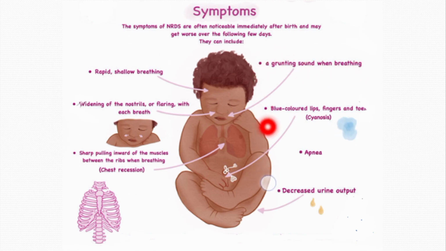So, its signs and symptoms are cyanosis. Okay. There is blue colored discoloration of the lips, fingers and toes, apnea which means cessation of breathing. He will suffer from decreased urine output. He will also have rapid shallow breathing and widening of the nostrils or flaring with each breath. Also, such a baby has chest recessions. So, these are the various signs and symptoms of a baby who is suffering from IRDS.